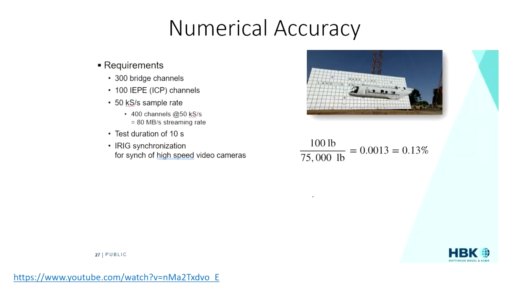Okay. Now there's another concept that we have to also go over, that is numerical accuracy. If you notice, I keep rounding up to the first digit, but sometimes that is not wanted. So for instance, 100 pounds divided by 75,000 pounds is 0.0013. So that actually is 0.13%, which is somewhat significant depending on what you're doing.